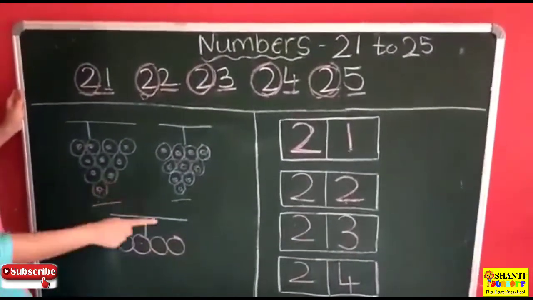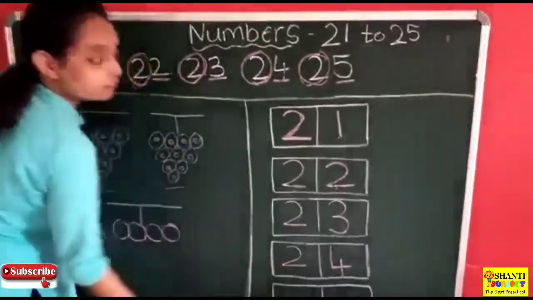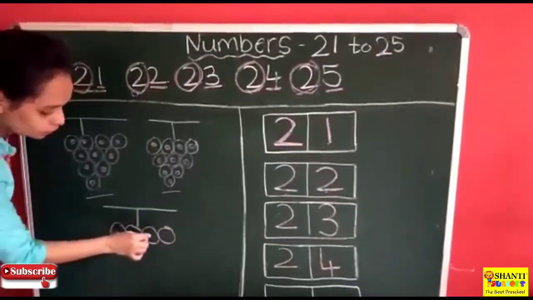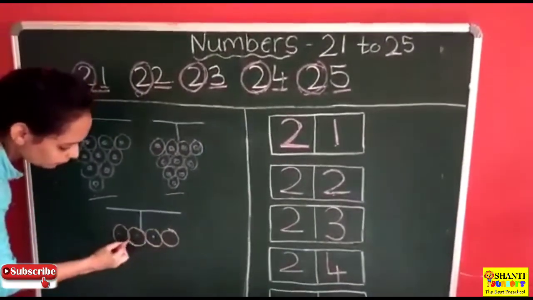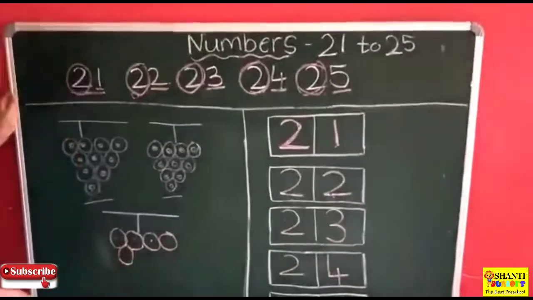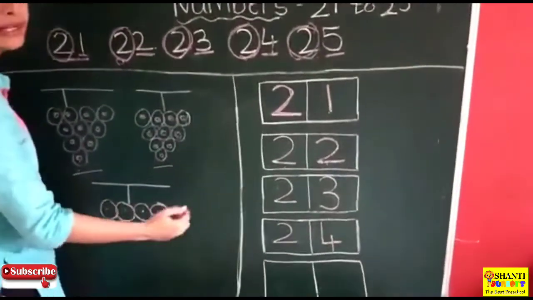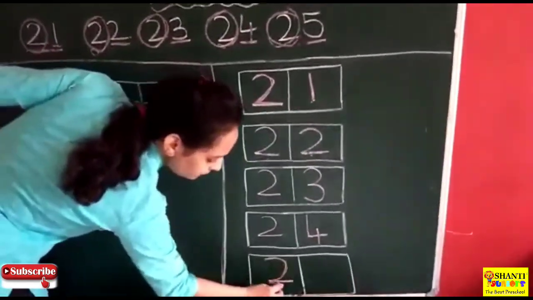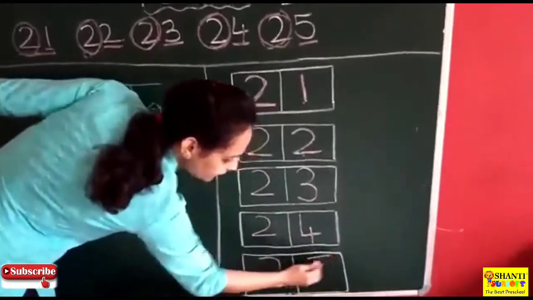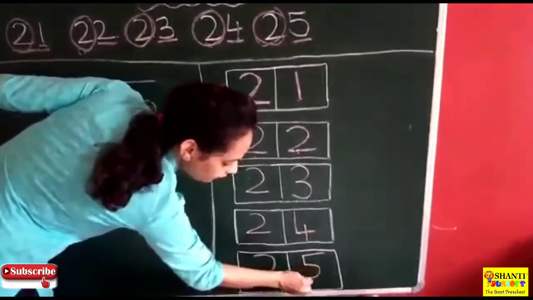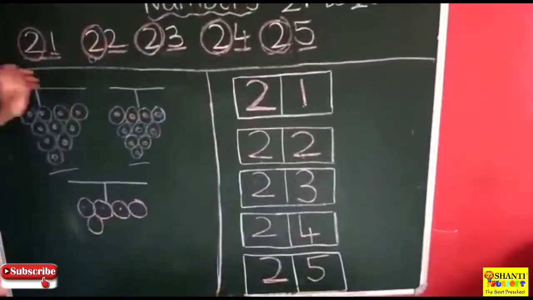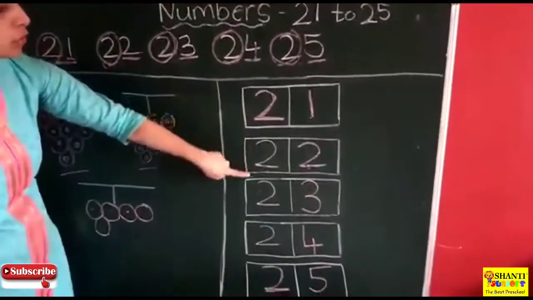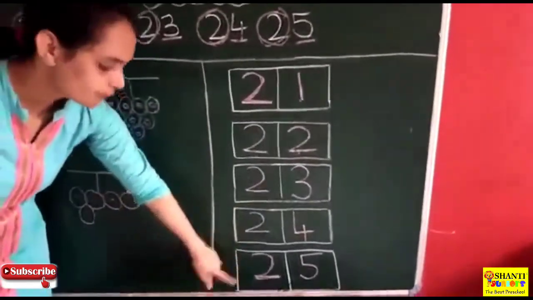Now children, what comes after 24? 25. So this is 20 and 21, 22, 23, 24. One more grape, it becomes 25. And how do we write 25? 2: curve and slipping line, 2 and slipping line, standing line, curve, 25. So children, this is the series of 25: 21, 22, 23, 24, 25.